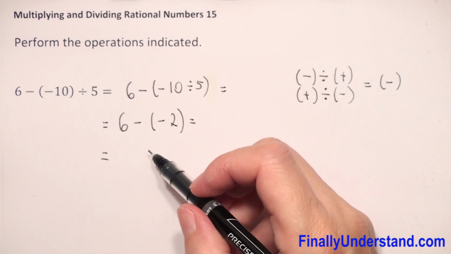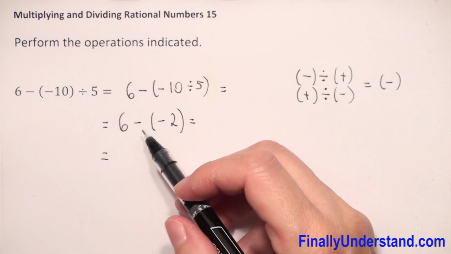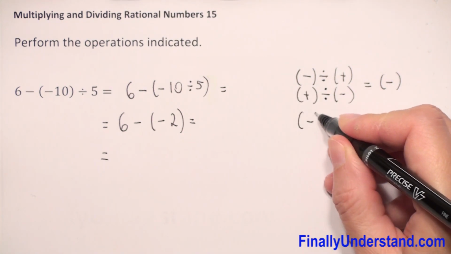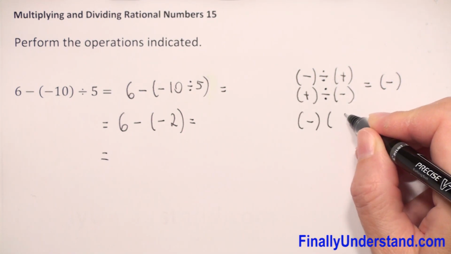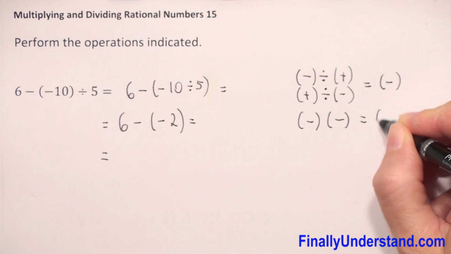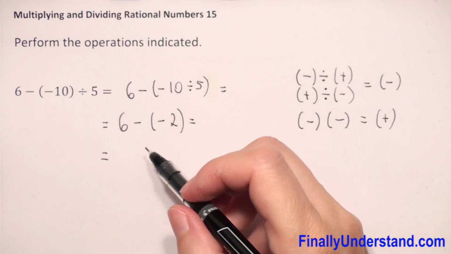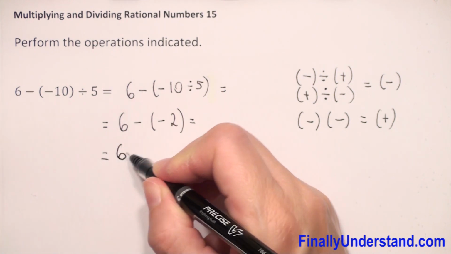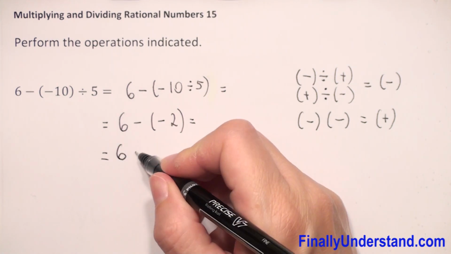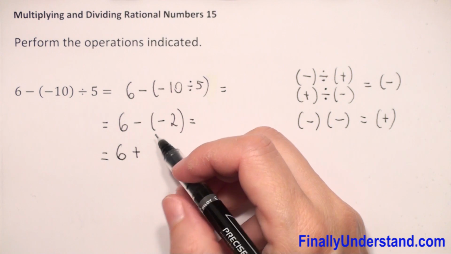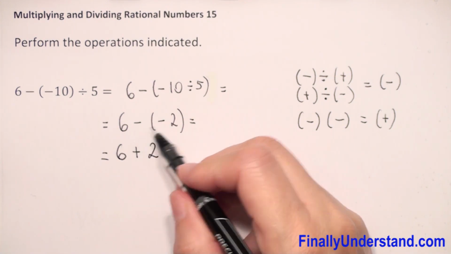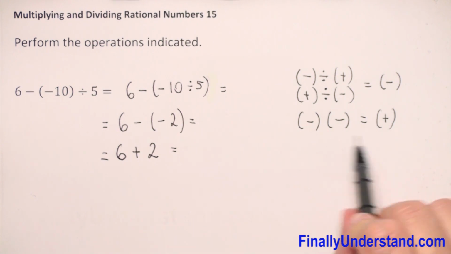Now we have subtraction of integers. You can memorize that two negative signs always give you positive, or when we have subtraction of integers, we copy the first number, we change subtraction to addition of the opposite. The opposite of -2 is 2. You see, negative and negative give me positive.